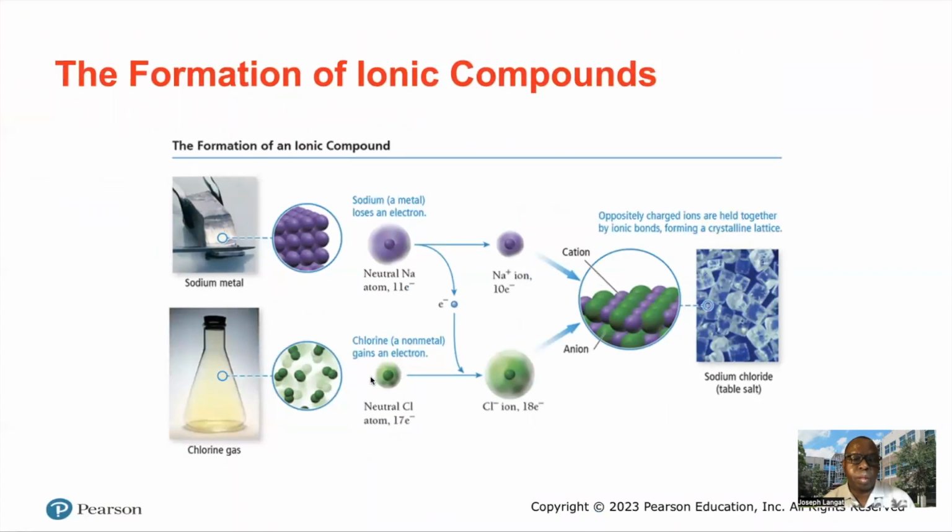Look at the size of chlorine compared to the size of sodium. They are in their natural state, but when an electron is transferred from sodium to chlorine to form chloride and sodium ion respectively, the size of a cation being formed is always smaller than the parent atom. The size of an anion, that is an ion negatively charged, is always larger than the parent neutral element.